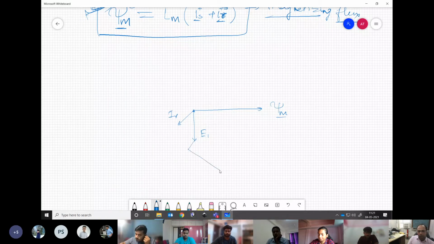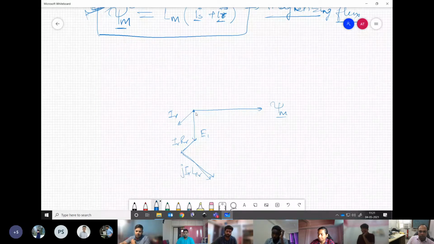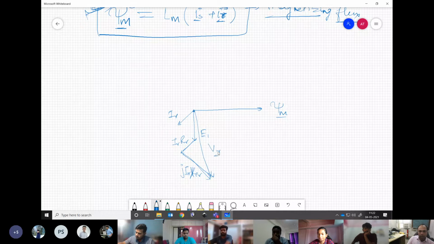So E1, and then the jX E1, sorry, this should not be so big, whereas the rotor resistance component should be big. So this is the IR RR component, and then perpendicular is our jIR XLR. This will be in general our voltage on the rotor side, VR.